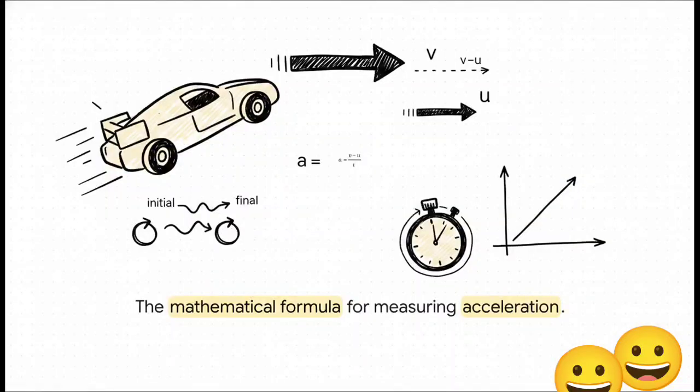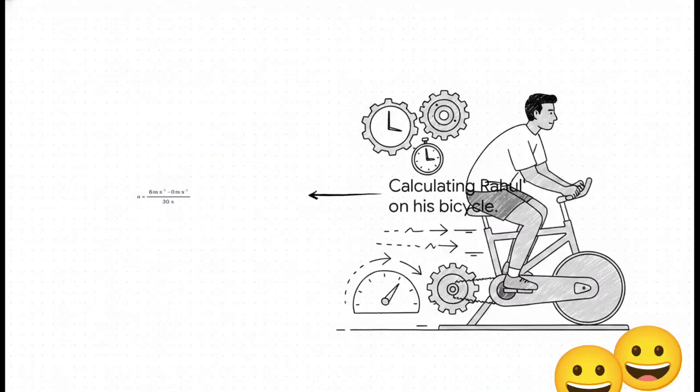Let's demystify the math behind this real quick. The formula for acceleration is a equals v minus u all divided by t. In this equation, v stands for our final velocity, and u represents our initial starting velocity. So we just subtract the initial from the final to find out exactly how much our velocity actually changed. And then we divide that by t, which is just the time it took for that change to happen. Pretty straightforward.